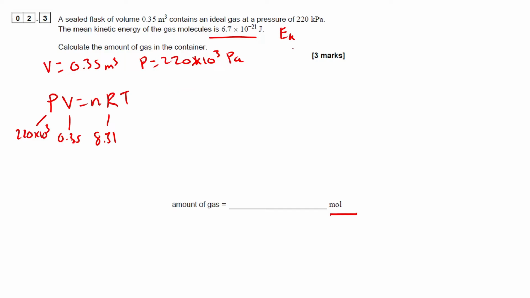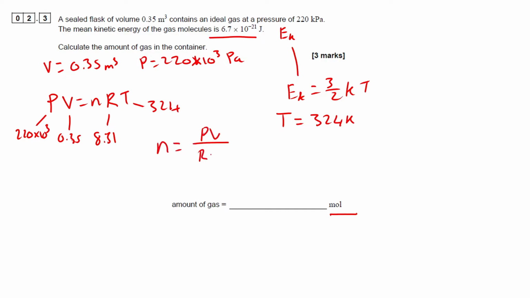And if you look at the formula sheet, kinetic energy of a gas molecule can be found from temperature with this equation, 3/2 kT. Rearranging this equation to get temperature, and you should find temperature is 324 Kelvin. So now we have a value for temperature of 324 Kelvin. We could rearrange this equation, PV over RT, to get 29 moles to two significant figures.